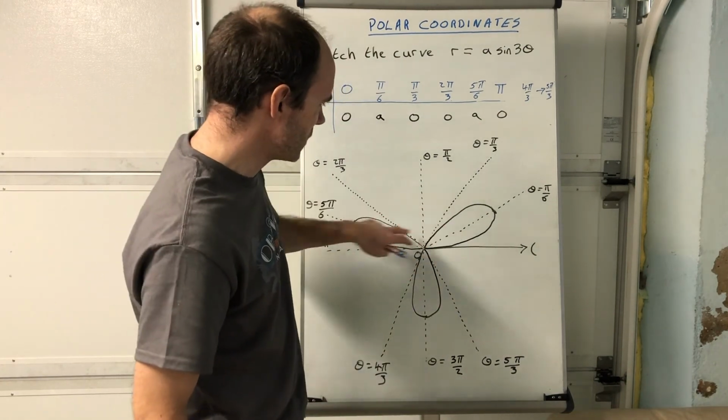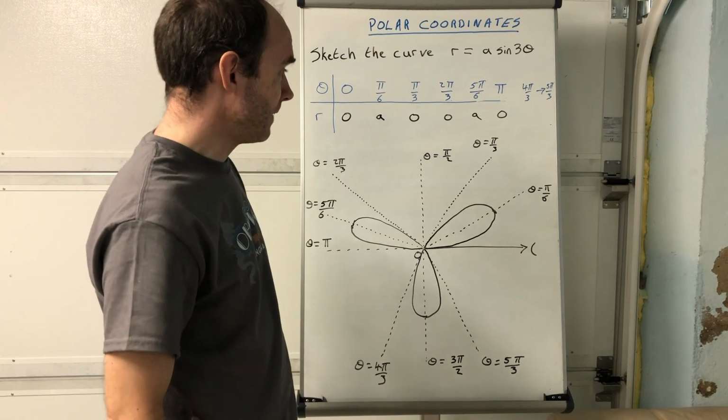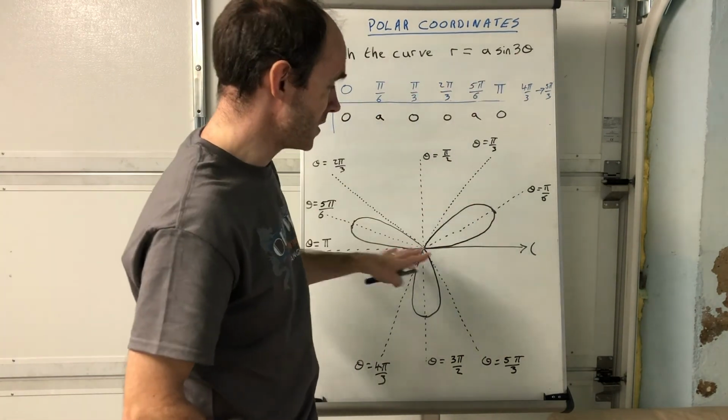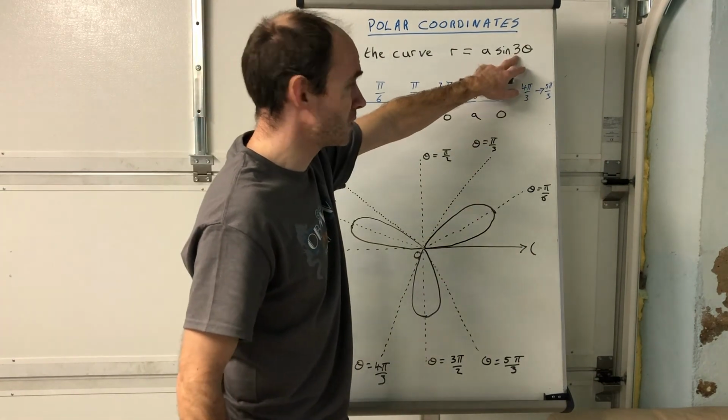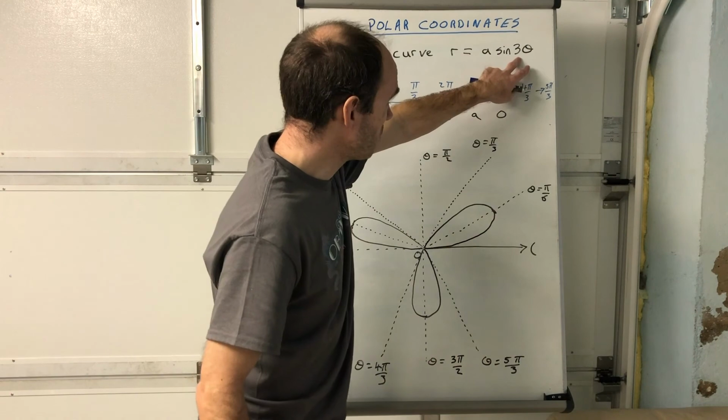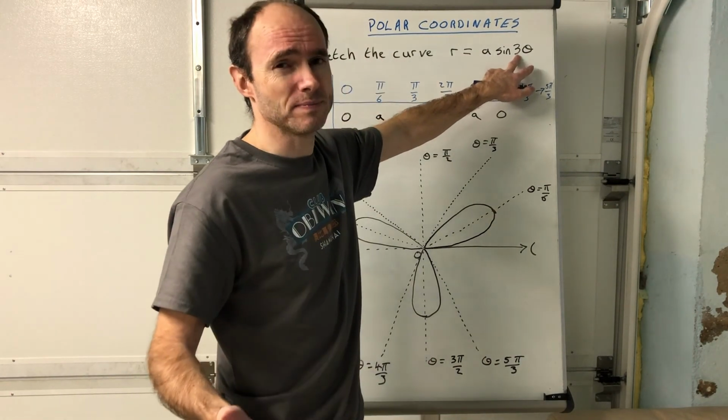You've got 3 of these petals. Can you see what would happen if I changed that to 5 theta? You'd end up with 5 of these petals. If I changed it to 2 theta, you'd end up with 2 of these petals. So knowing what number appears there is generally quite useful.